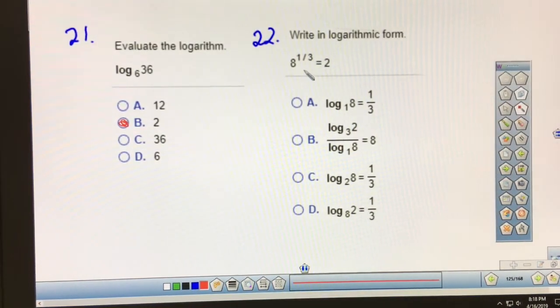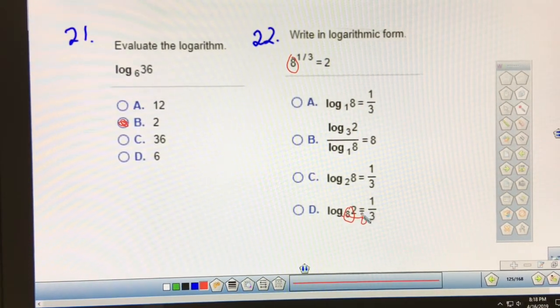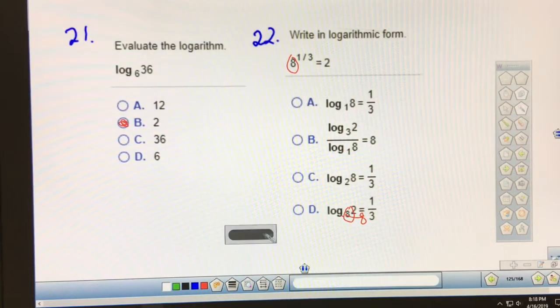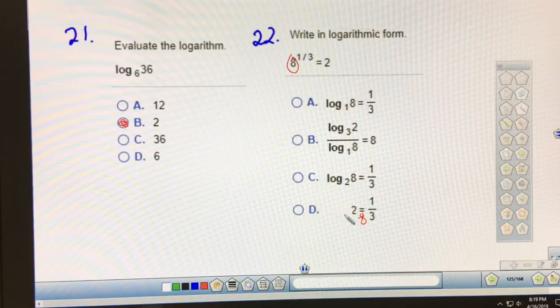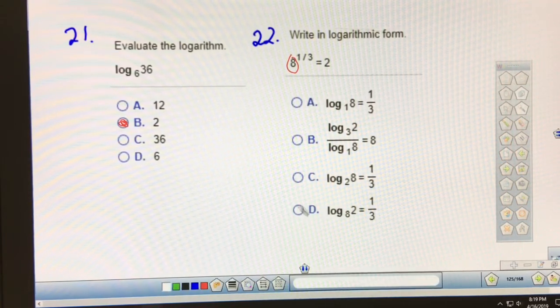They want me to rewrite this in logarithmic form, so that's going to be the base. The base has to be 8, and I'm pretty much done. Now, if I look at this, I can do my little story. That log leg is going to kick that 8 over and push up that 1/3, and then that's going to give me 8 to the 1/3 equals 2. If I look at it in that format, 8 to the 1/3 equals 2. So it's going to be choice D.